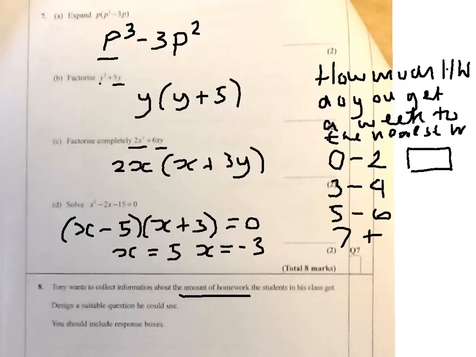Factorise completely 2x squared plus 6xy. So you've got 2 in both terms, 2 goes into 2 and 6, and your x goes into x squared and x. So 2x comes out, and you need x plus 3y on the inside.